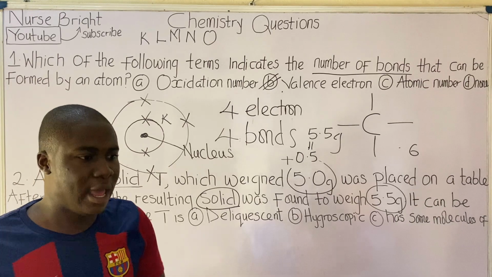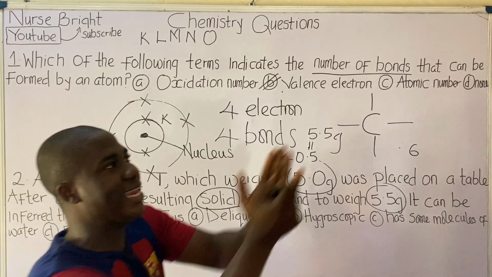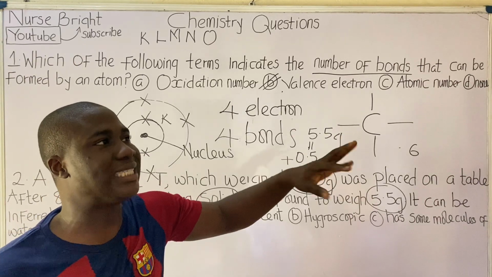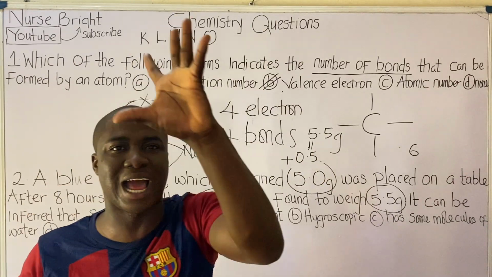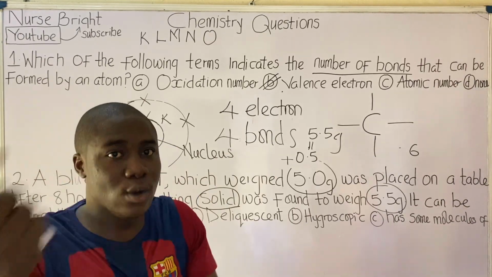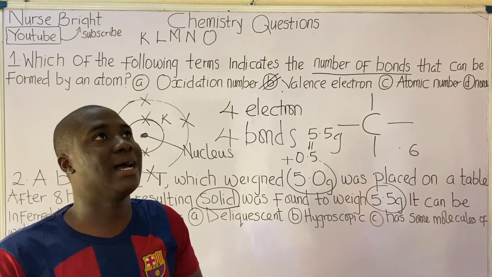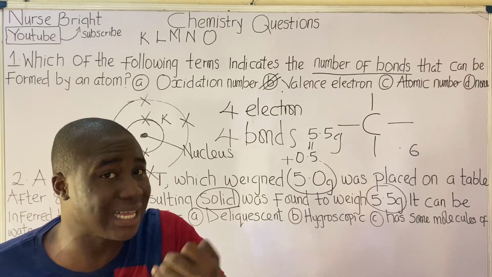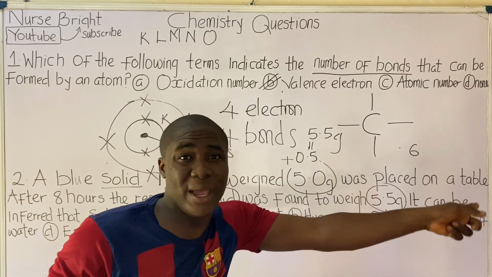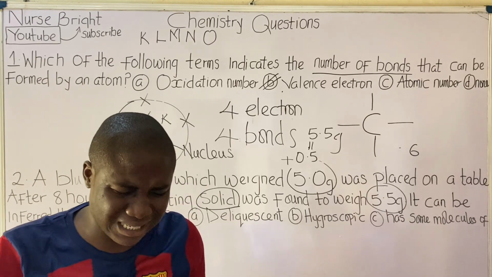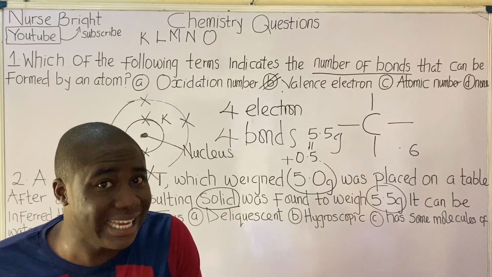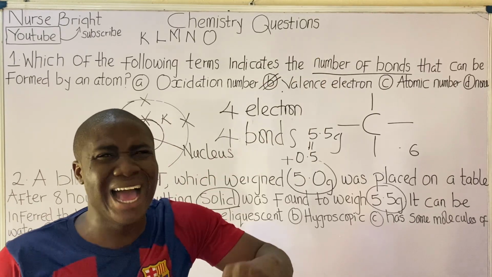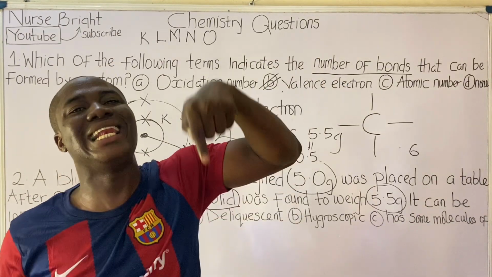Let me quickly explain something. When a compound is exposed to the atmosphere, it absorbs water. This substance has the ability to absorb water from the atmosphere, and it absorbs water to increase in weight. But listen, if it absorbs water to become sticky but not form a solution, we simply say that substance is hygroscopic. But when it absorbs water to form a solution, then it is deliquescent.